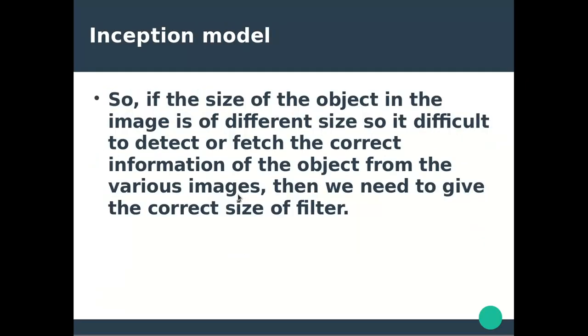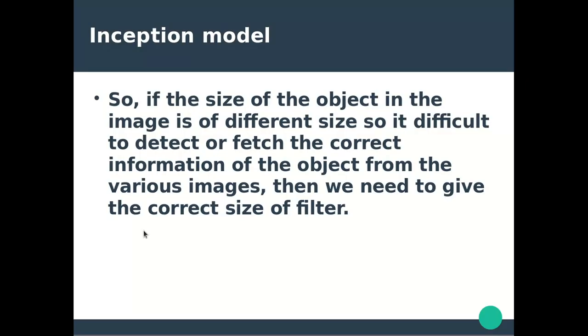Another part is the inception model. The first one was the residual model, the second is the inception model. If the objects in the image are of different sizes, it is difficult to detect or fetch the correct information of the object from the various images. Then we need to correct the size of the filter. So that is what the inception model is about.